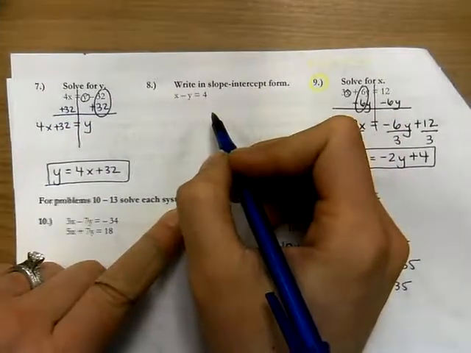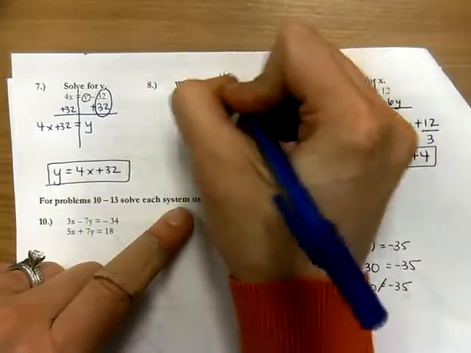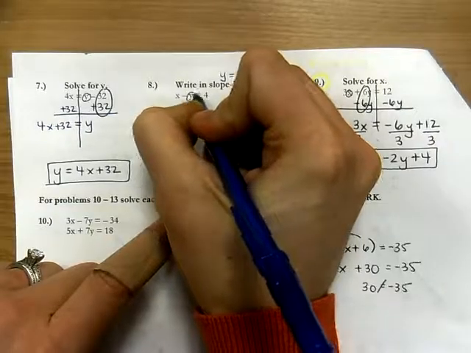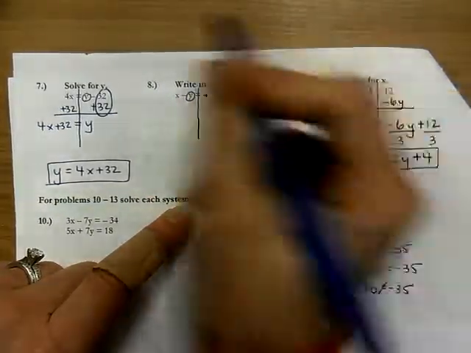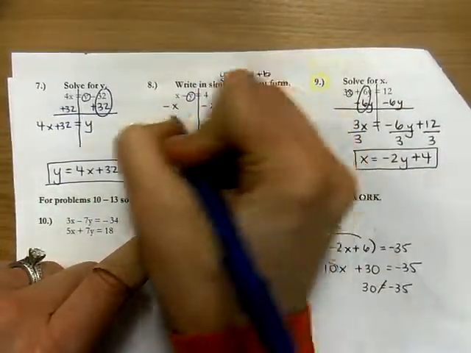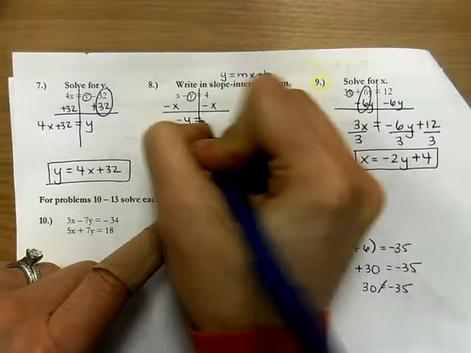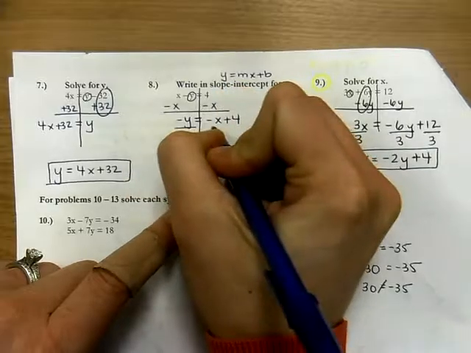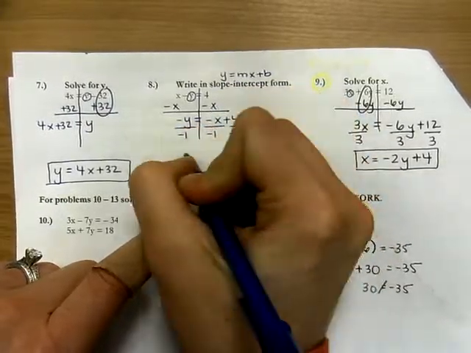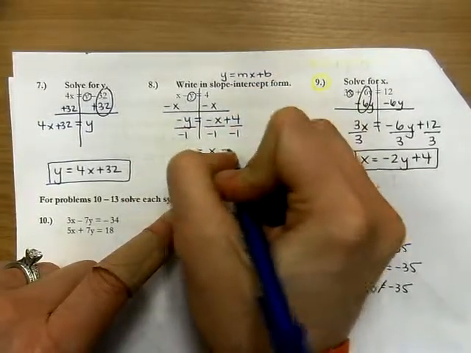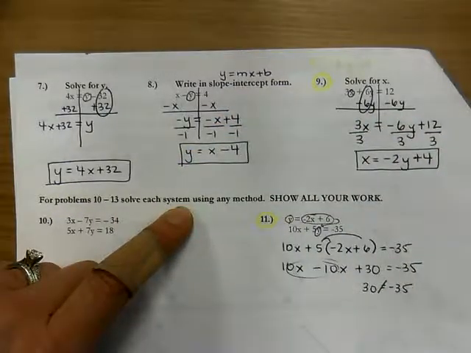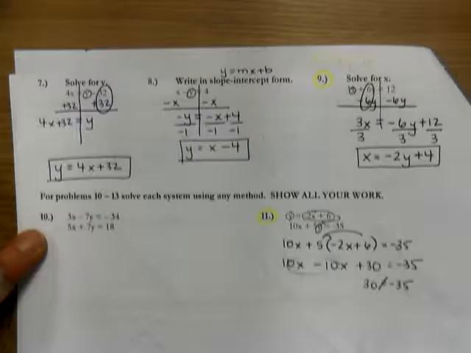Over here it says write the equation in slope-intercept form. Well, I know slope-intercept form is y equals mx plus b, which means I've got to get y by itself. So I'm going to circle y again. That's the one I want to get by itself. So I subtract x from both sides. I'm left with negative y equals negative x plus 4. To get rid of that negative 1, it's like multiplying by negative 1, so I have to divide everything by negative 1 to get y by itself. And really that just ends up changing the sign of everything. So that is my equation when I solve for y.